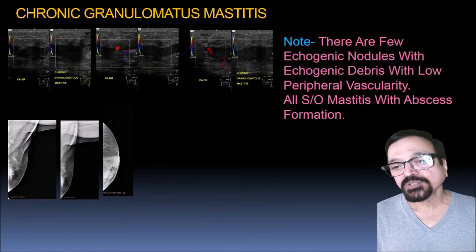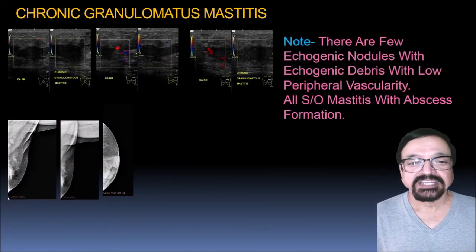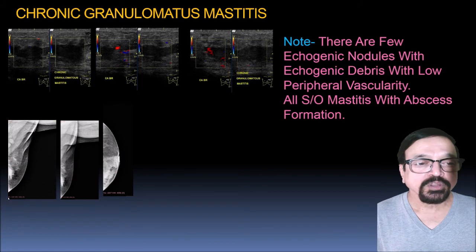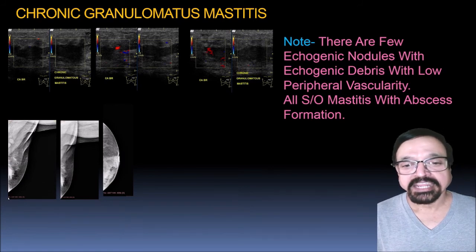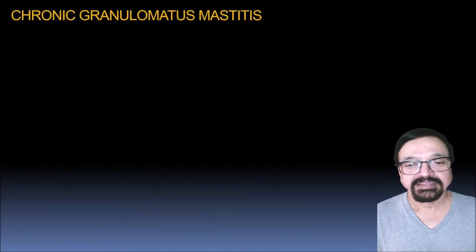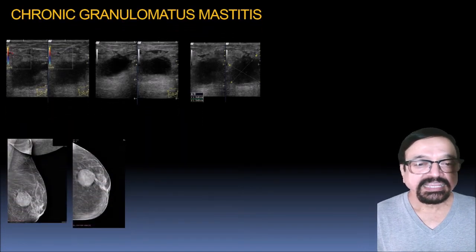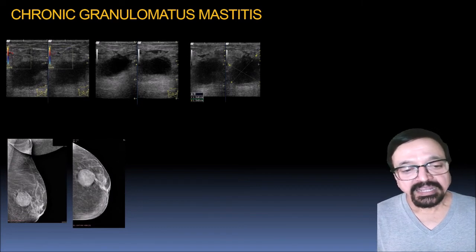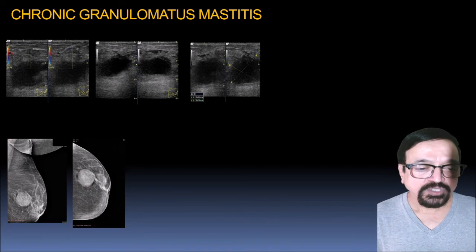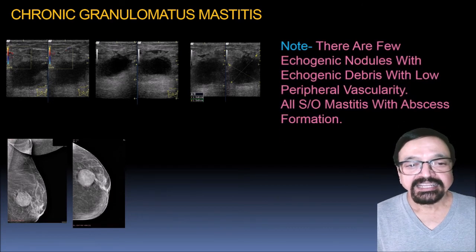They are very close to each other. There are few echogenic nodules with echogenic debris. You can note that the nodules will be slightly hyperemic. It will show increased vascularity. Here we are showing you two cases with ultrasound as well as mammography.